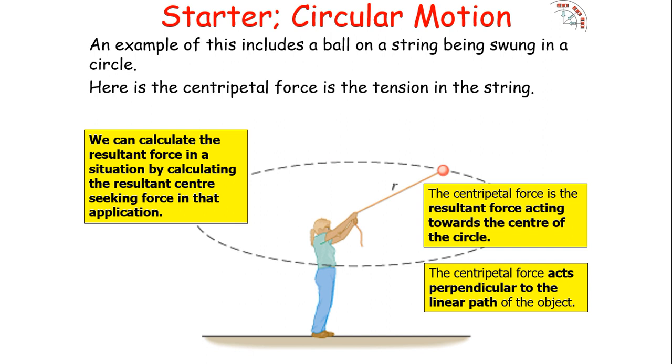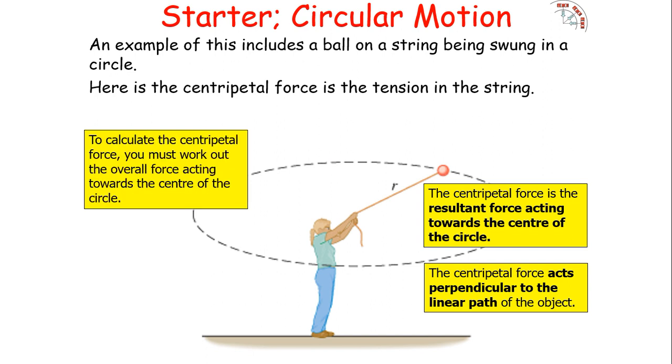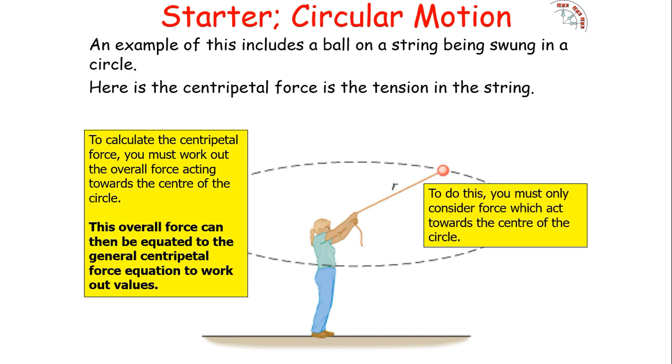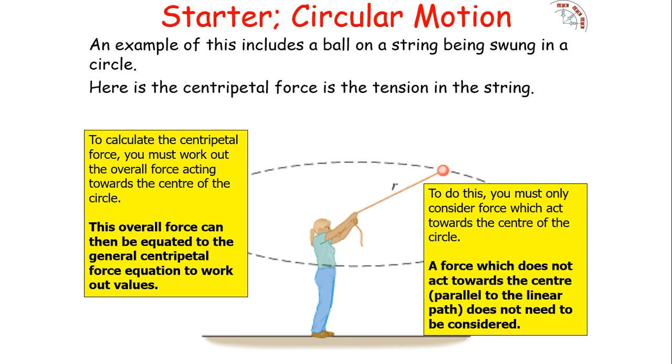Now, we can calculate the resultant force in a situation by calculating the resultant centripetal force in that application. So to calculate the centripetal force, you've got to work out the overall force acting towards the center of the circle. So to do this, you've only got to consider forces which act towards the center of the circle. So this overall force can be equated by the general centripetal force equation to work out values. Now just remember, a force which doesn't act towards the center of the circle, i.e. parallel to the linear path, does not need to be considered.